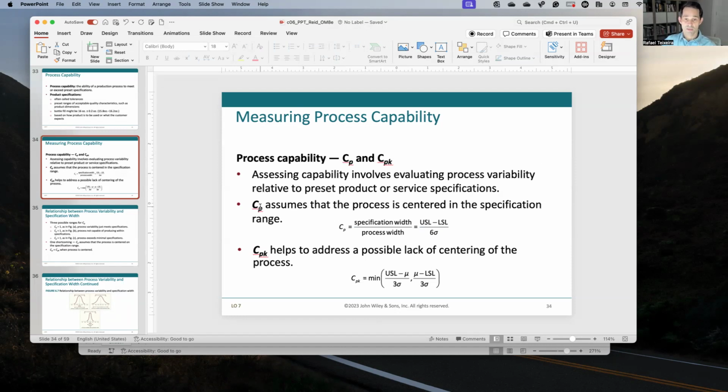One is CP, when machines are centered. So going back to the example of a bottle of water, on average, the machine is filling bottles with 16 ounces. And CPK is when there is a possibility that this machine, because of vibration or anything that's happening, is filling on average 15.9 or 16.1. So it went out of balance and now is filling the bottles on average with less or more than what it's supposed to, which is called lack of centering of the process.